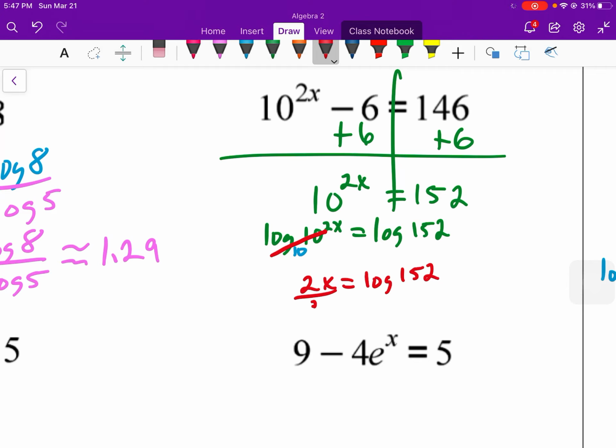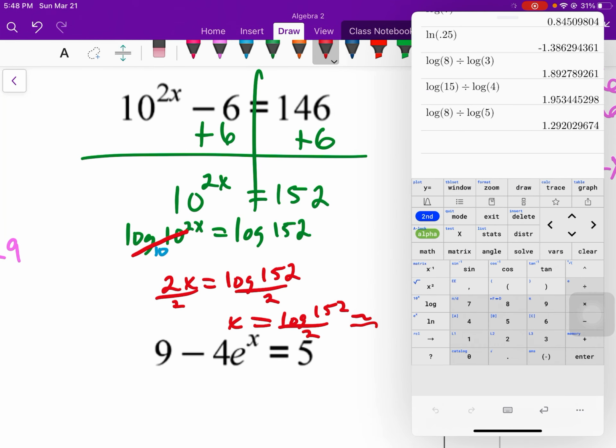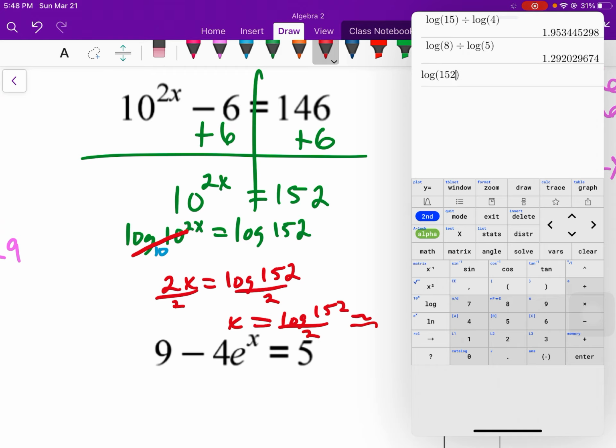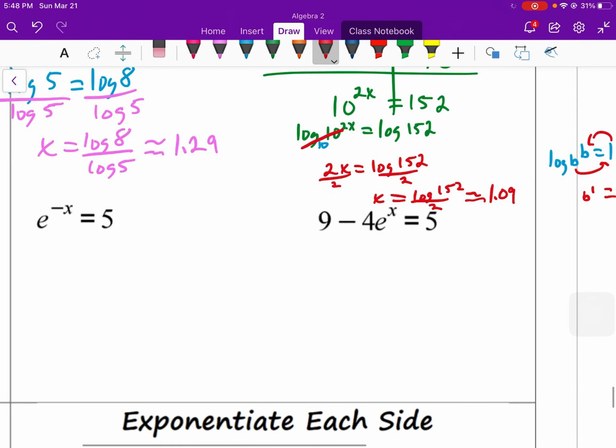And then one more step here, we could divide both sides by 2. So x equals log of 152 divided by 2. You can't simplify this fraction because it's log of 152. It's not just 152 over 2. And then we can round. We can approximate that. So log of 152 divided by 2 equals. It's approximately 1.09. I actually knew that one off the top of my head. No, I'm just kidding. I didn't.